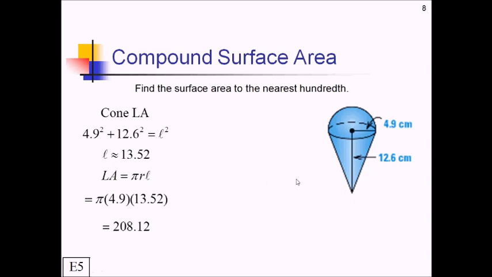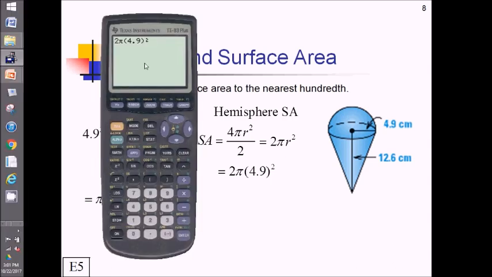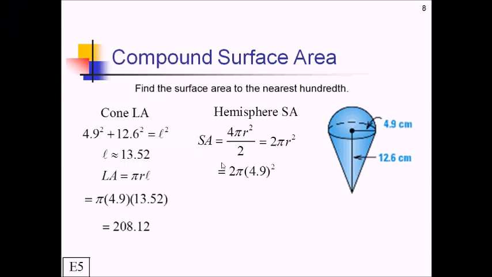We also need to figure out the surface area of the hemisphere. Well, we know the surface area formula for just a regular sphere. Again, that's 4 pi r squared. So a hemisphere is going to be half of that, which is to say 2 pi r squared. We already know the radius, so we just have to plug that in. So 2 pi times 4.9 squared comes out to 150.86.